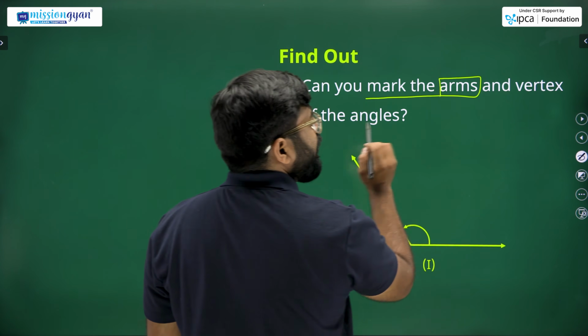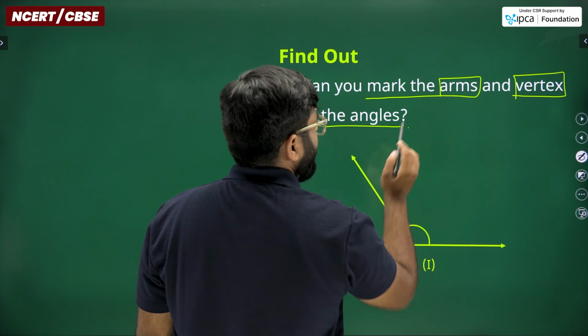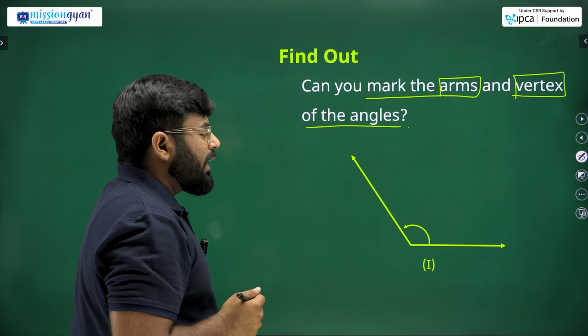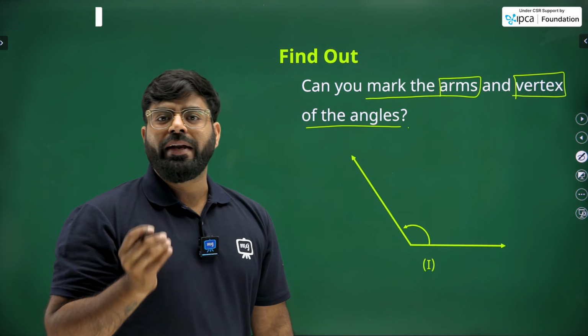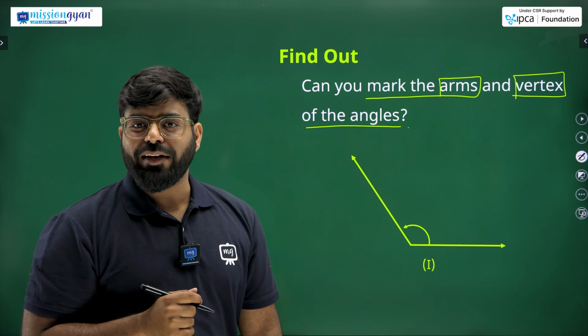What do you have to mark? You have to mark the arms and vertex of the angle. But we can see that on this angle, the name is not mentioned. So how will we denote the points? With the help of capital letters of the English alphabet.